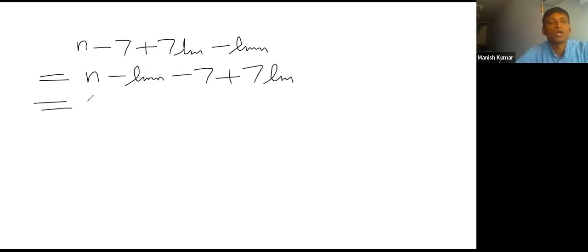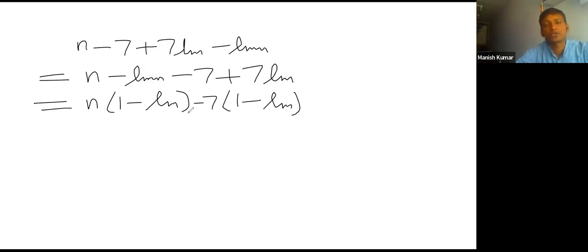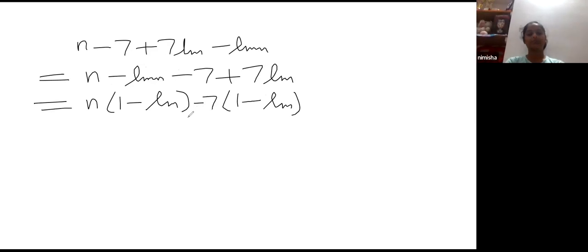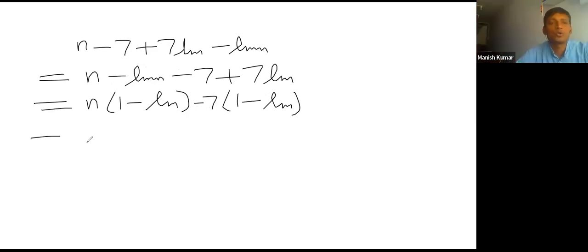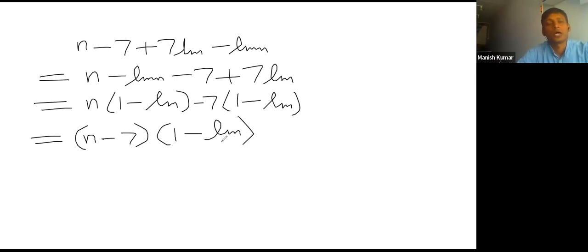Okay, equal to n into (1 minus lm). Can we write like this? And here also let us write 1 minus lm and check whether anything can be taken as common here. Here we can take minus 7 as common. Yes. So minus 7 plus 7lm, isn't it? Equal to (n minus 7) into (1 minus lm). Okay. Understood.